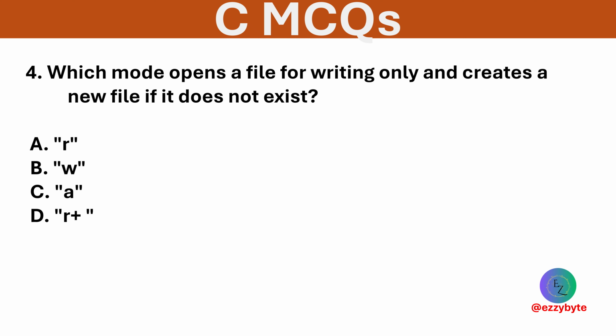Which mode opens a file for writing only and creates a new file if it does not exist? Options are R, W, A, and R+. Option B is correct. W mode creates or truncates a file for writing.